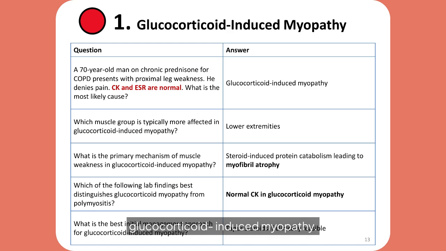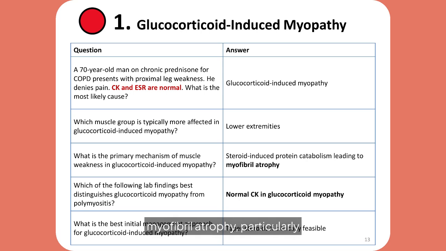Which muscle group is typically more affected in glucocorticoid-induced myopathy? Answer: the lower extremities, especially the proximal muscles of the legs, are more affected. What is the primary mechanism of muscle weakness in glucocorticoid-induced myopathy? Answer: the mechanism is steroid-induced protein catabolism, which leads to myofibril atrophy, particularly of type 2 muscle fibers.